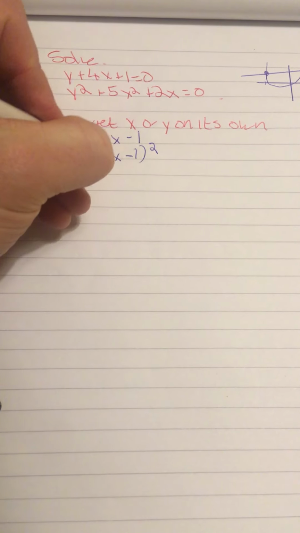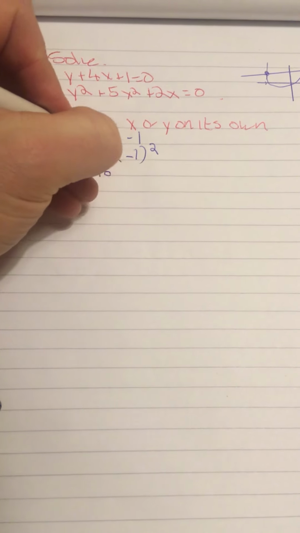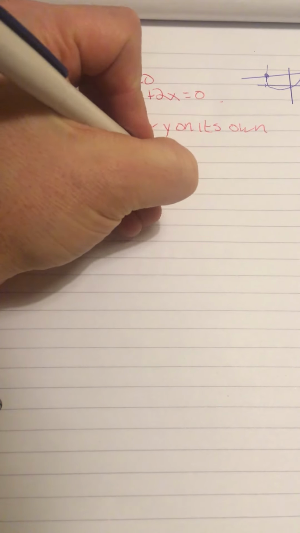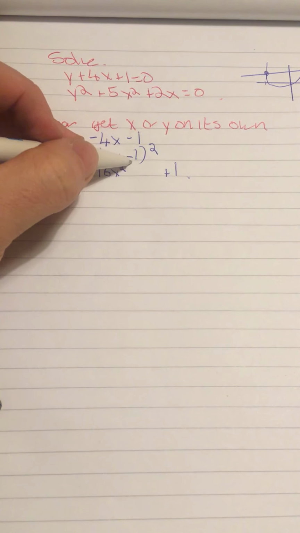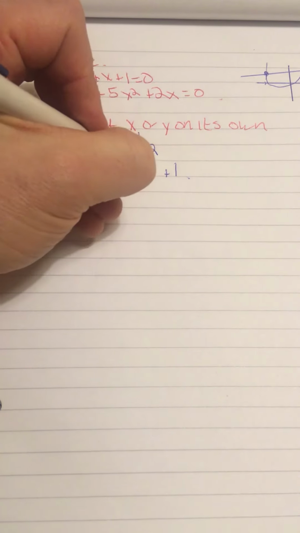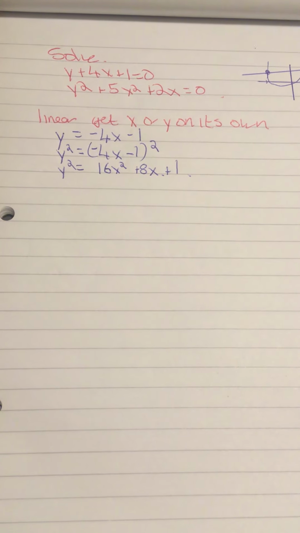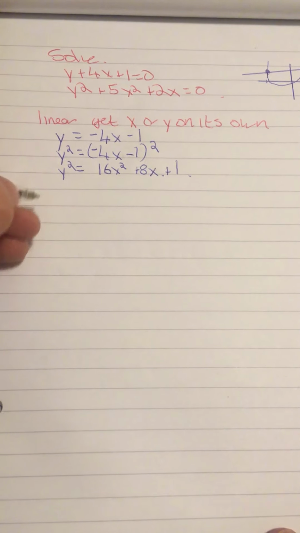Quick way: you can multiply out the brackets if you want, but sometimes the quick way to square brackets is to square the first term, square the second term, and take twice the product. So minus 4x by minus 1 is plus 4x, and multiplied by 2 is plus 8x. You'll get the same answer if you multiply out the bracket. Right, so I have y squared on its own.